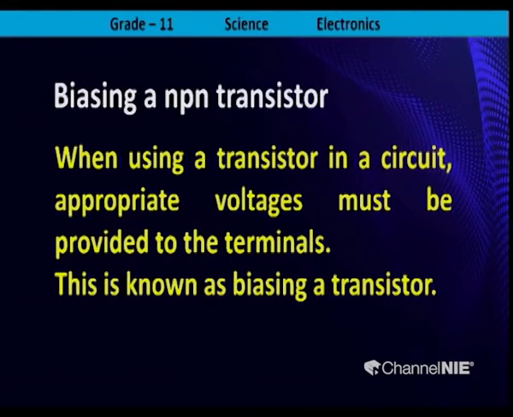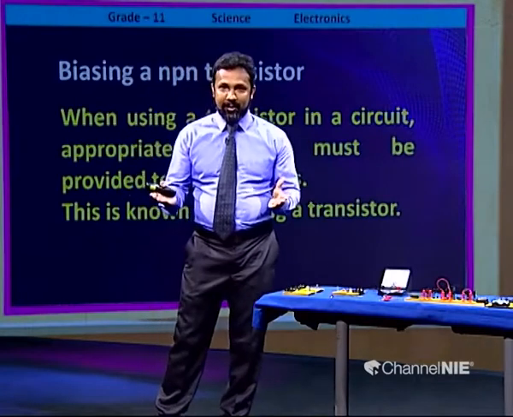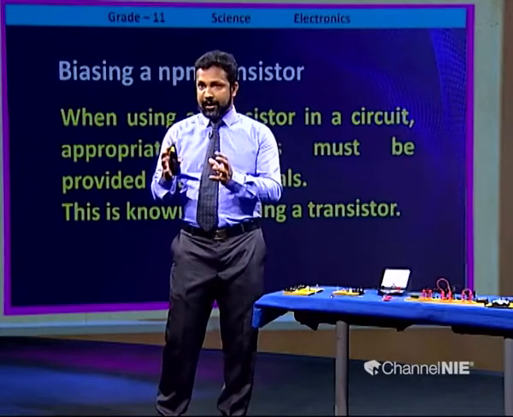When using a transistor in a circuit, appropriate voltages must be provided to the terminals. This is known as bias in a transistor. What is that? Bias in a transistor means when using a transistor in a circuit, appropriate voltages must be provided to the terminals.